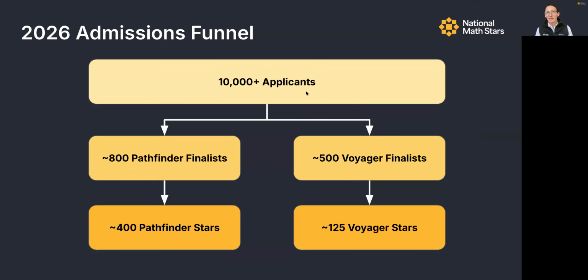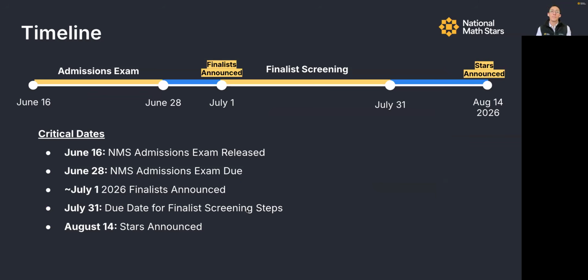We've gone from 10,000 applicants down to 1,300 finalists across both programs, ultimately dropping to just over 500 stars that will be accepted as part of our 2025 cohort. Once again, I'd like to emphasize the timeline for all of you here today. Most urgently is June 16th, when you will get an email from our team inviting you to start the admissions exam, due date June 28th. If you complete that exam, you'll be notified of your finalist status July 1st, and that puts us on track to announce our final accepted cohort of 2026 stars on Friday, August 14th.